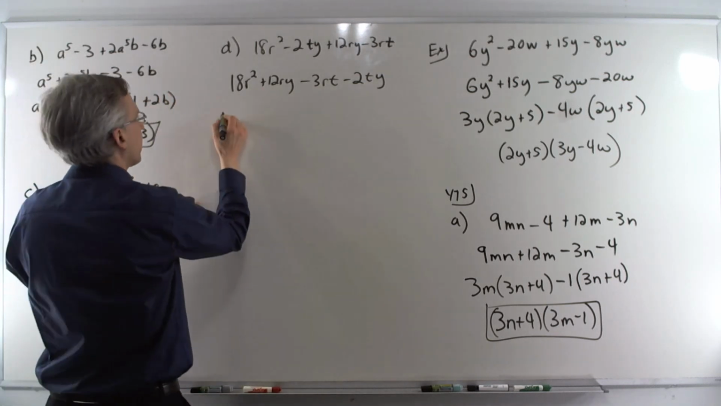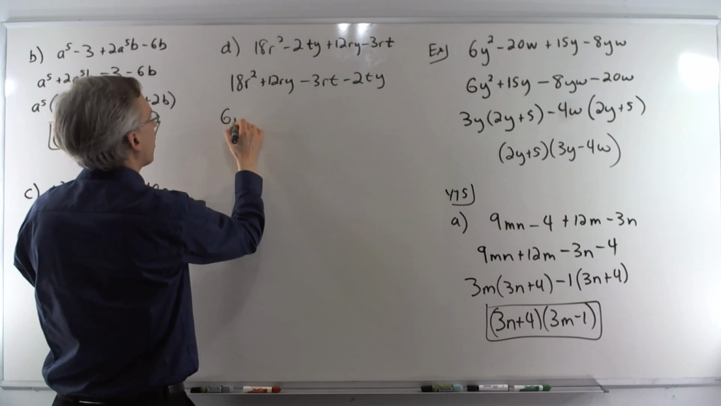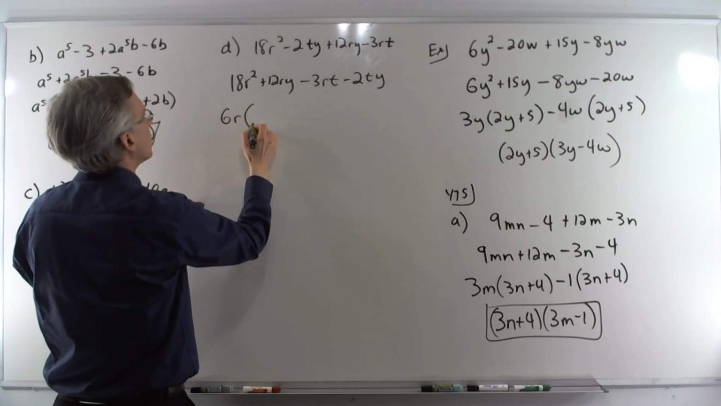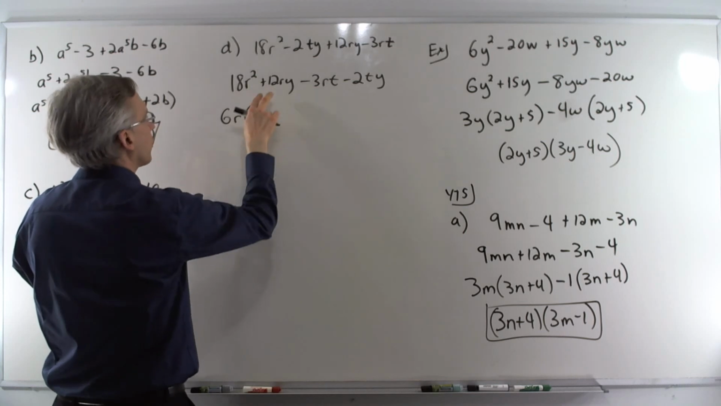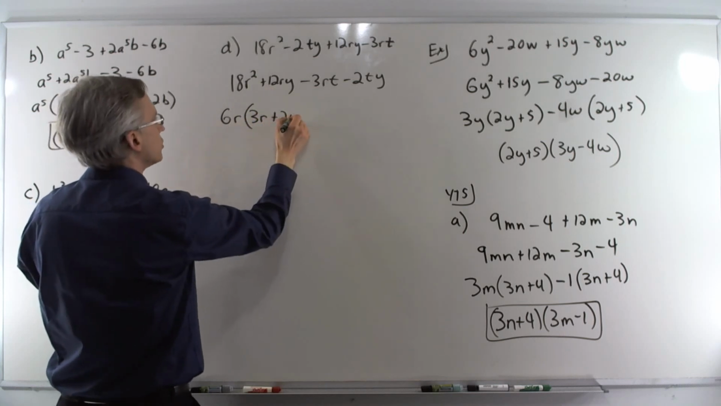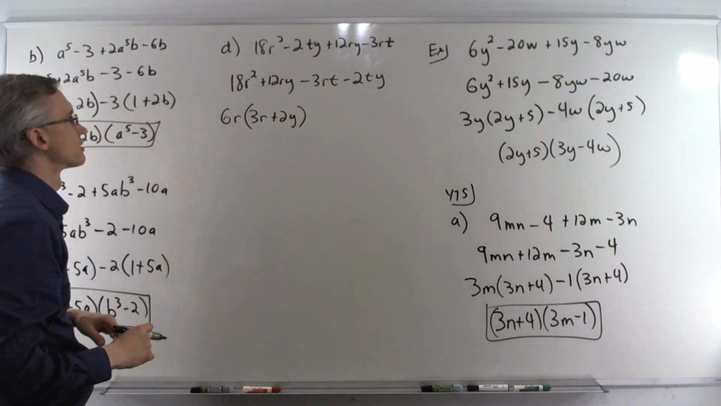So here we can factor out 6r. 18r squared divided by 6r is 3r. 12ry divided by 6r is 2y. So we get 6r times 3r plus 2y.